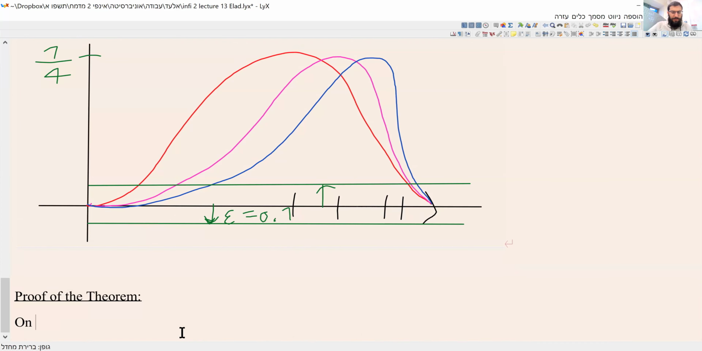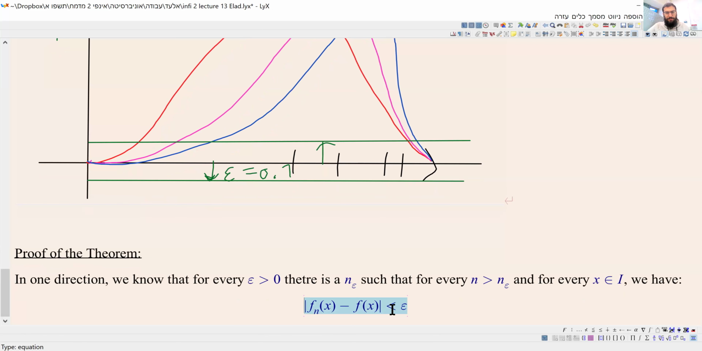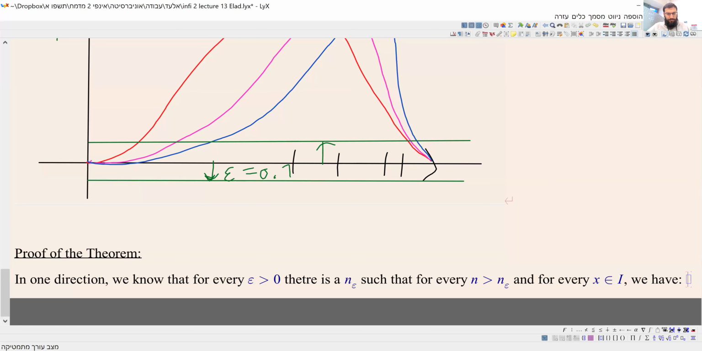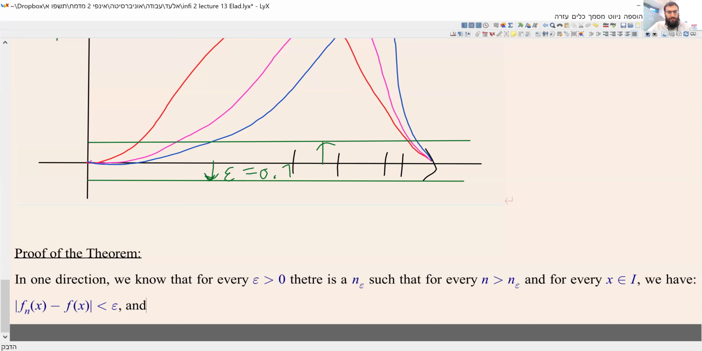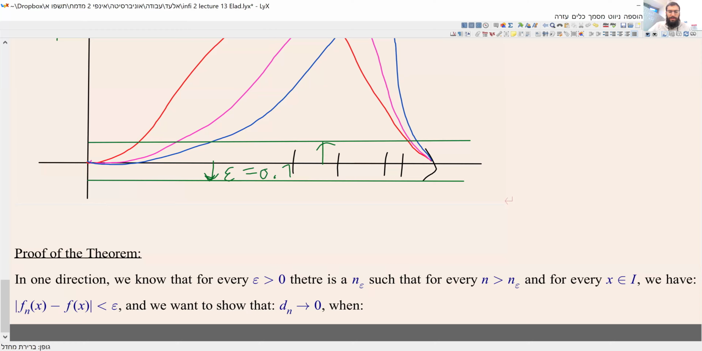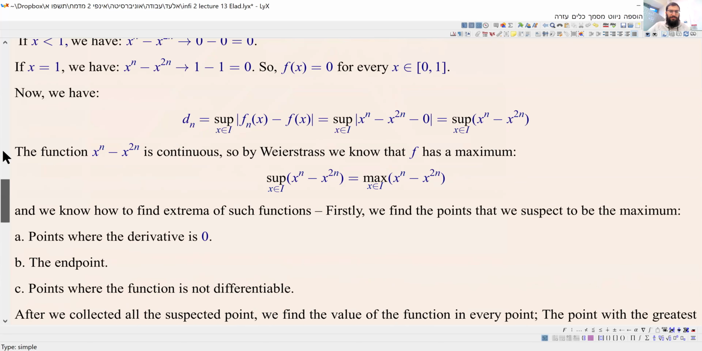In one direction of the proof, we know that for every epsilon, and so on, the definition of uniform convergence holds. And we want to show that dn goes to 0, where dn is the supremum of the difference. Let's copy it from somewhere.